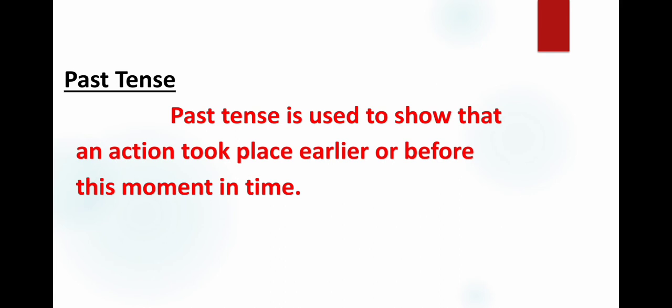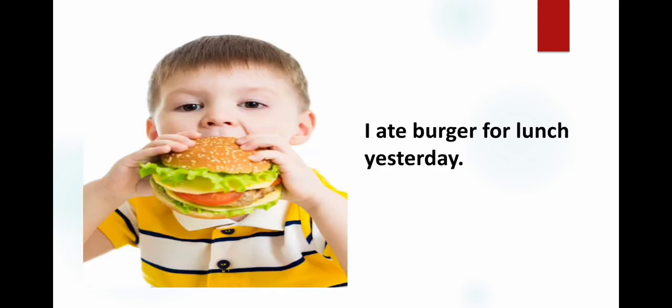In languages which have a past tense, it thus provides a grammatical means of indicating that the event being referred to took place in the past. It will be more clear with the help of this given example. I ate burger for lunch yesterday. Now yesterday is telling us something which has happened earlier. So this is in the past. So past tense is used to show that an action took place earlier or before this moment in time. Yesterday is in past. So I ate burger for lunch yesterday is in past tense.